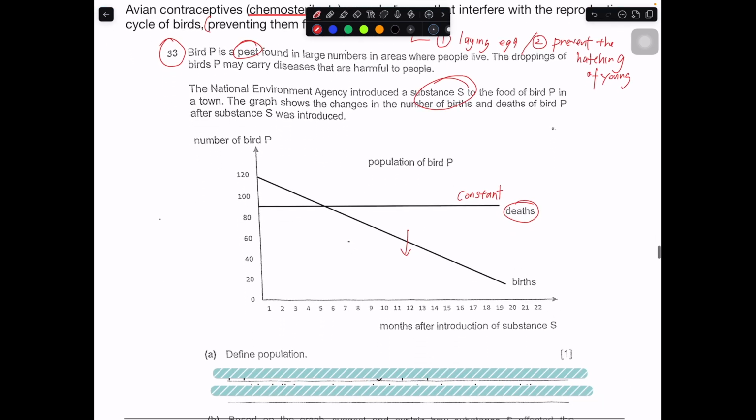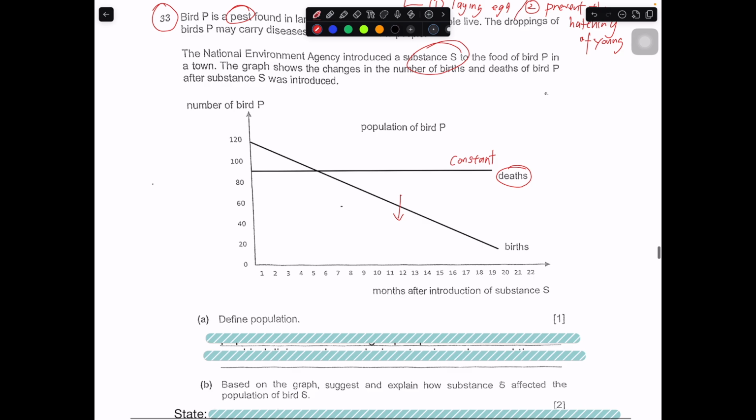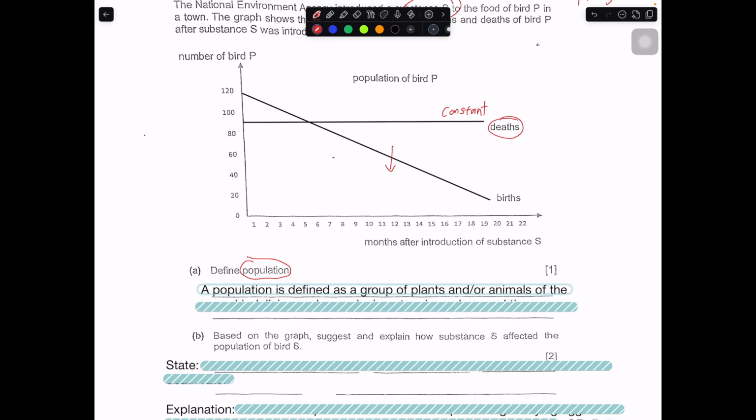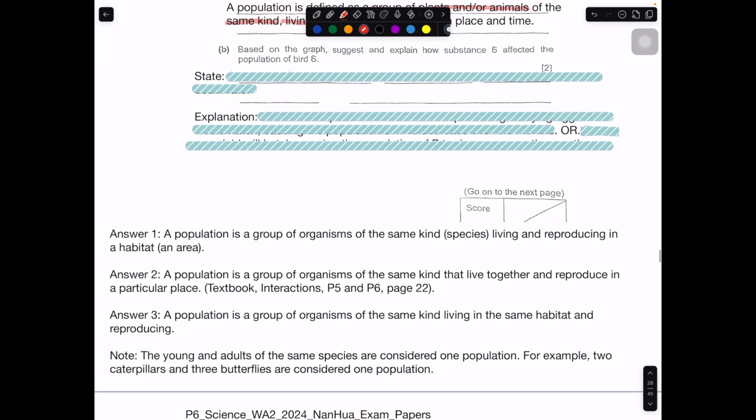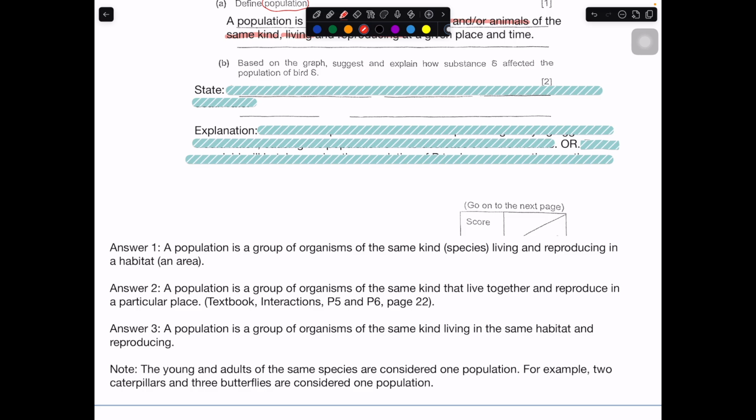So the first question asks you to define population. This is actually more of a memory question, very straightforward. Most schools will test something like this in their WA2. Basically it's a group of plants or animals, a group of organisms of the same kind, living and reproducing at a given place and time. There are many ways to write this, and some of them can be direct retrieval from your textbook. Let me give you other methods. You can say a population is a group of organisms of the same kind, meaning the same species, living and reproducing in a habitat or in a given area.